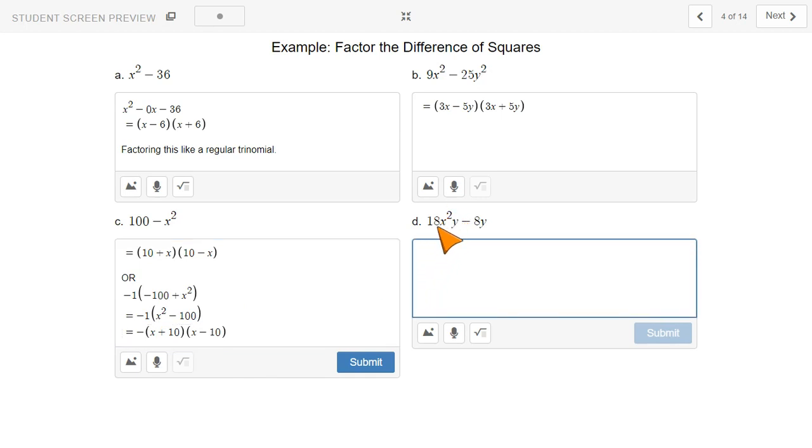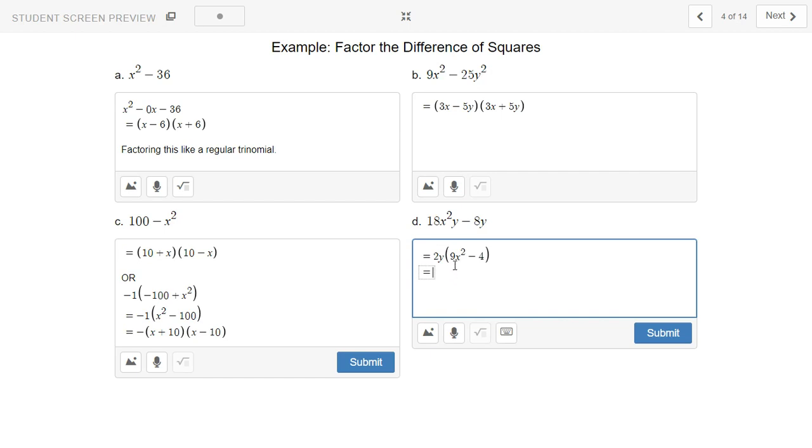Okay, last example on this slide. 18x squared y minus 8y. Clearly, this is not a difference of squares because a and c are not perfect squares. So if I don't have a perfect square, I'm going to see if I can take out anything that's common. 18 and 8, 2 is common. Y is also common to both. So I'm going to factor out a 2y. Okay, so factored out, I have 9x squared minus 4.